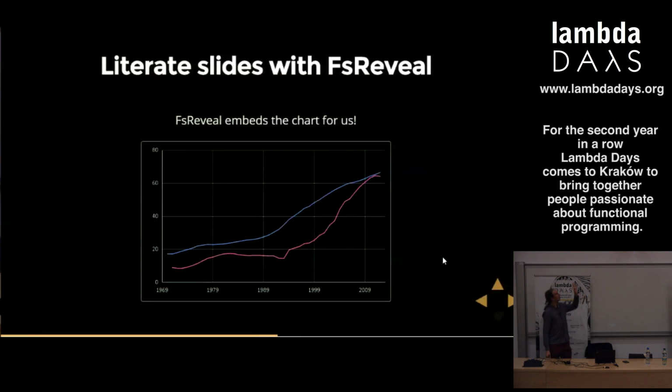It turns out that in recent years, we're close to the average of the EU. So it's not like too many people go to universities. And again, this chart is generated automatically, and FSReveal runs the code and embeds the chart.